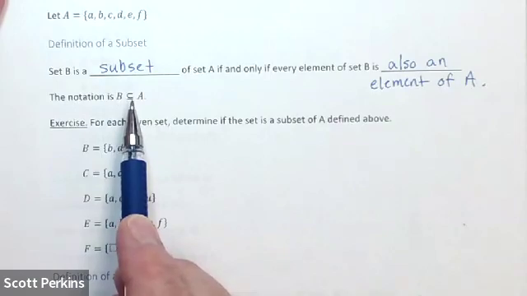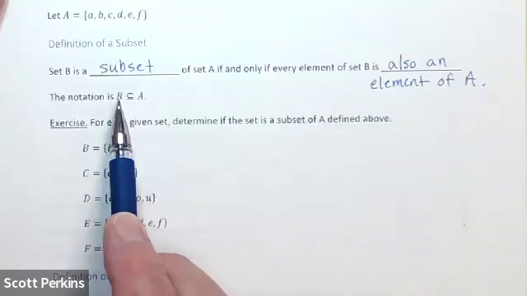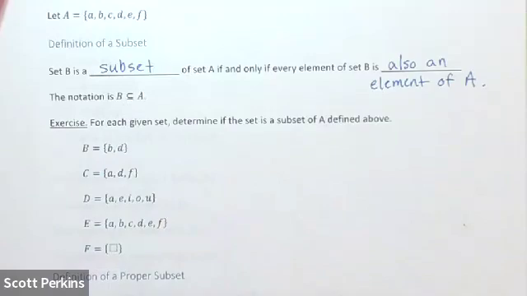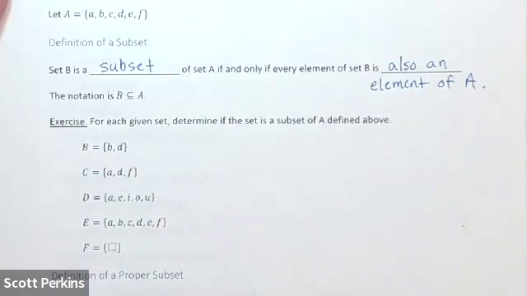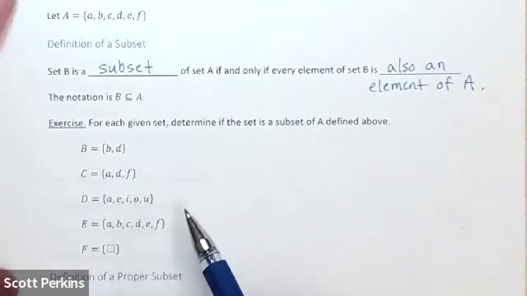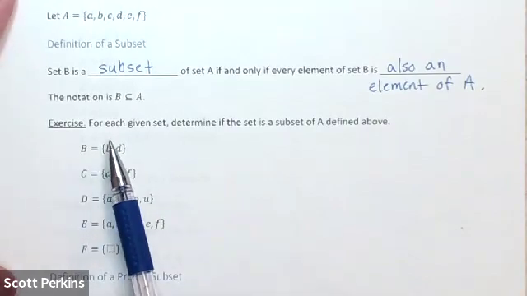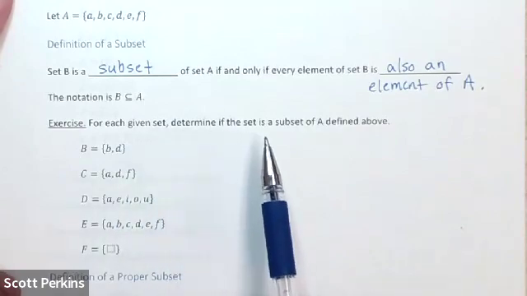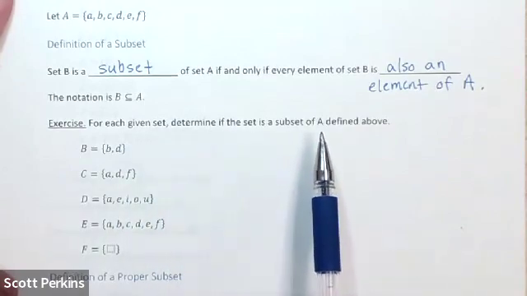Kind of like in arithmetic, the less than or equal to sign that we just saw a few minutes ago on the board. So B is a subset of A. That's what that symbol is communicating to you, because math people love symbols. So here's what we're going to do in this exercise. I'm going to help you with the first one, and then you're going to do the others. Okay, so in this exercise for each set, we are going to determine if the set is a subset of A that is defined above.